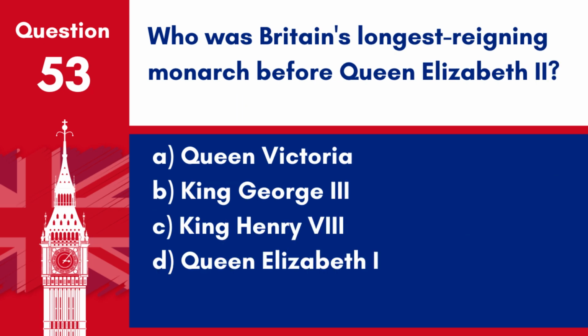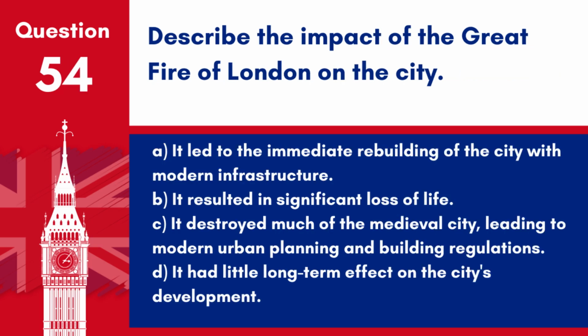Question 53. Who was Britain's longest reigning monarch before Queen Elizabeth II? A. Queen Victoria. B. King George III. C. King Henry VIII. D. Queen Elizabeth I. Answer: A. Queen Victoria. Before Queen Elizabeth II, Queen Victoria was the longest reigning British monarch, serving from 1837 to 1901.